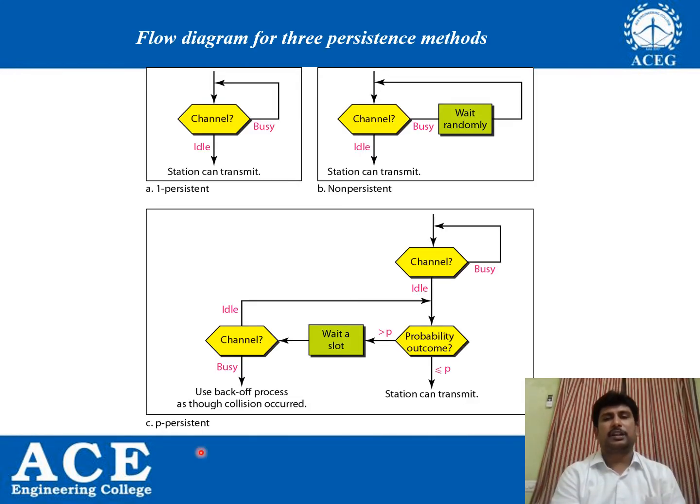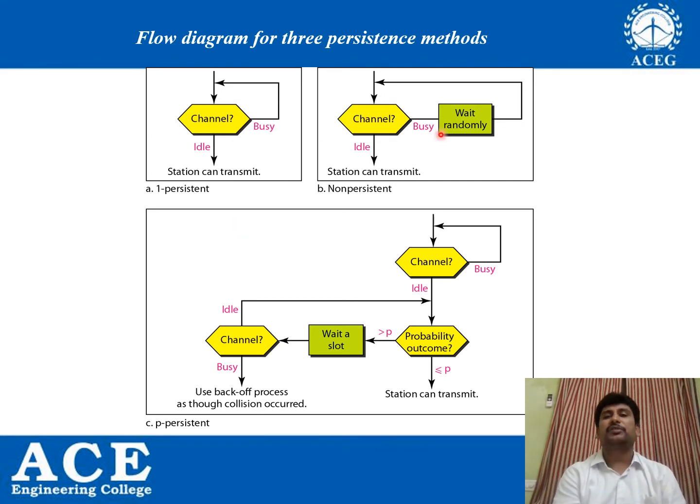Let us look at the flowchart of the three persistent methods. In single persistent, what we discussed is that we continuously sense a channel, and whenever the channel is busy, we sense it again until we find the channel idle, and once it is found idle, we transmit with a probability of 1. Whereas in non-persistence, we do not continuously sense the channel. First we sense the channel. If it is idle, we transmit with probability 1. But if the channel is found busy, we wait for a random amount of time before we sense the channel once again. This is the non-persistent method.